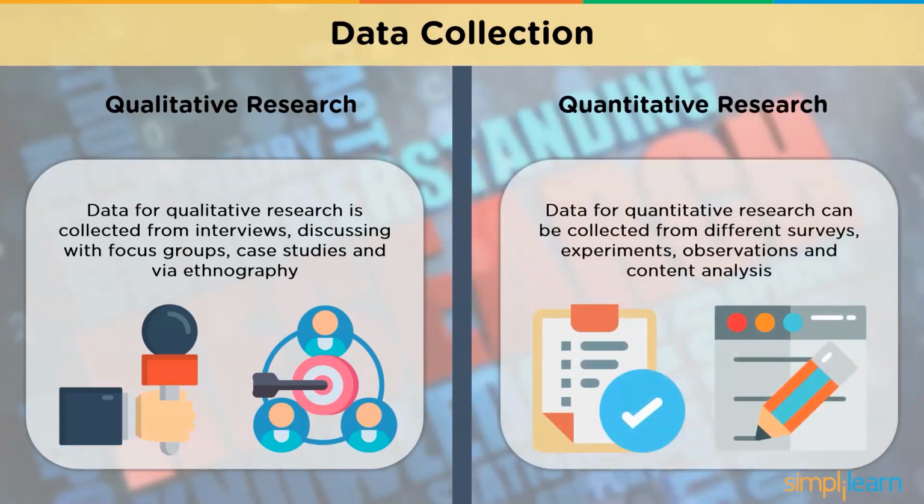The data for quantitative research can be collected from different surveys, experiments, observations, and content analysis. Surveys typically contain a list of close or multiple choice questions that are distributed to a sample. With online survey tools becoming more available with advanced features these days, more researchers are adopting web-based survey collection for quantitative research. An experiment is a type of research method in which you can manipulate one or more independent variables and measure their effect on one or more dependent variables.